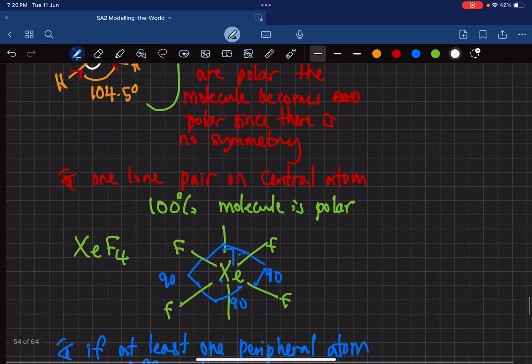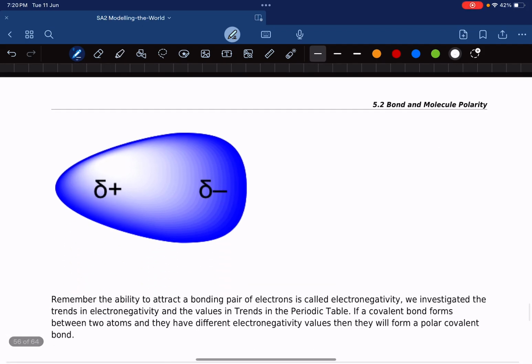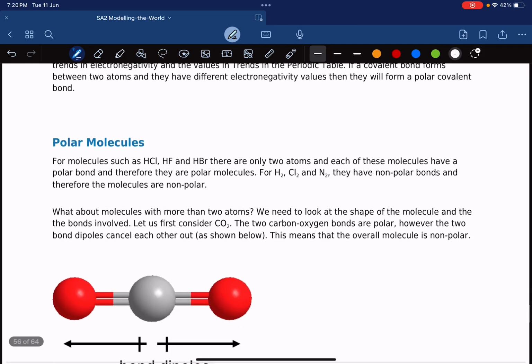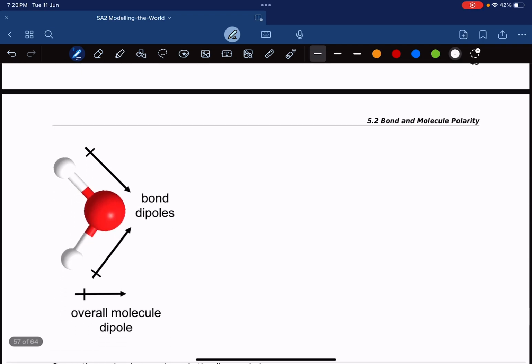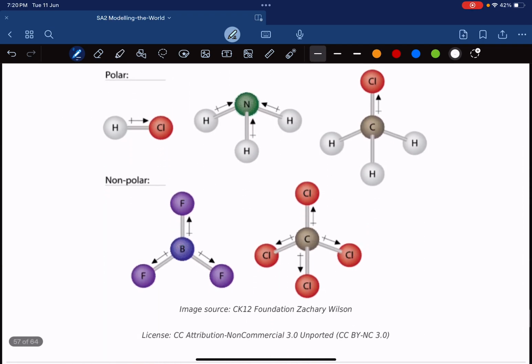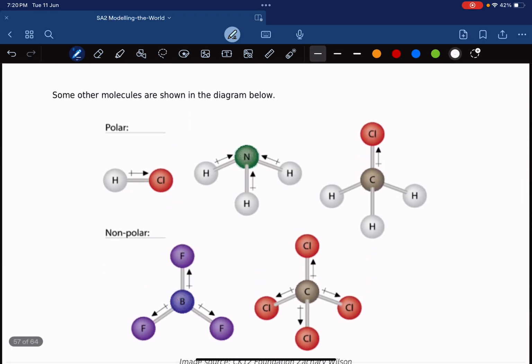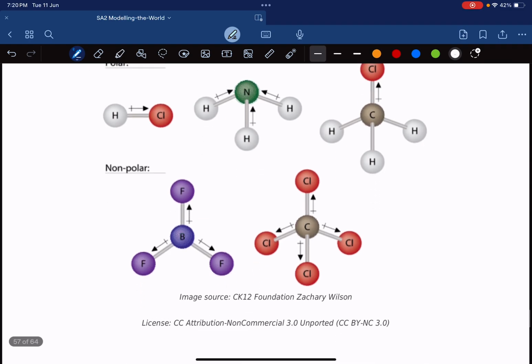Okay, so this is what bond polarity is all about. So in this part here, you can see polar molecules. It explains to you exactly what I just told you just now. Okay, so like in this case, you see these molecules are all polar. Look at in this case here, BF. So what happens in this case is you see these angles are all 120. This angle is 120. This angle is 120.